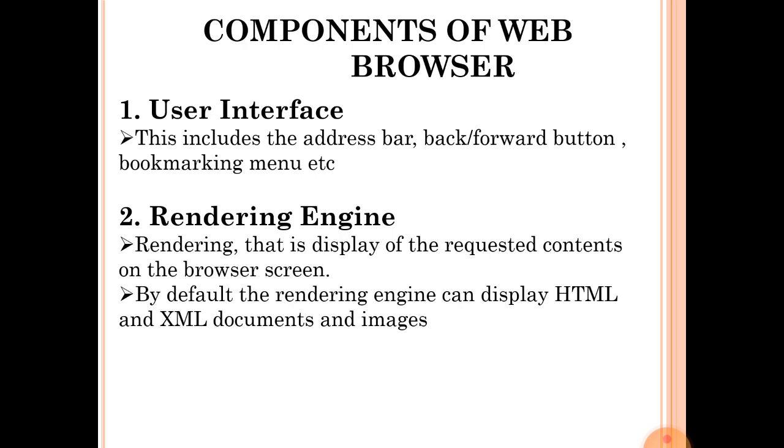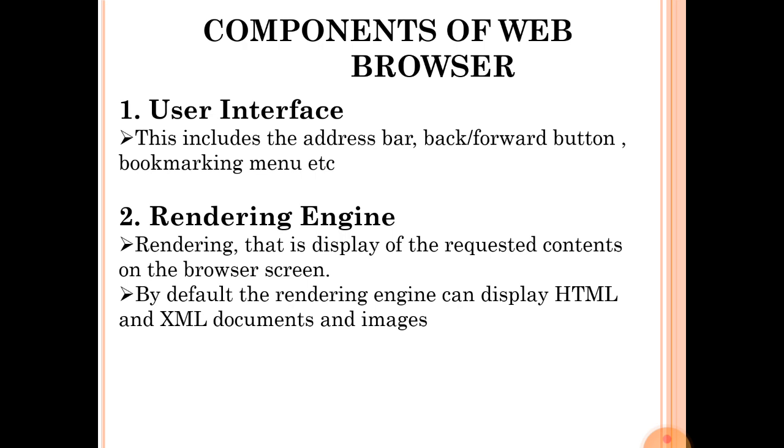First one is user interface and second one is rendering engine. User interface includes the address bar, backward button, forward button and bookmark menu. So user interface means it provides an interface, a window. By using the window, the user can connect with the server. All the components, all the buttons, menus and bars on the web page work as an interface for the user.